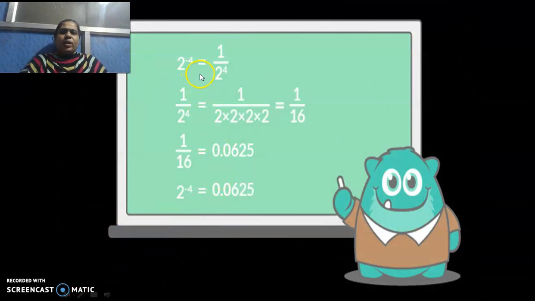So think about 2 raised to minus 4, which is equal to 1 upon 2 raised to 4. How do we derive it? 1 upon 2 raised to 4, we can write as 1 upon 2 into 2 into 2 into 2. That is 1 upon 16. So obviously 1 upon 16 by the calculator is 0.0625. That is, 2 raised to minus 4 is equal to 0.0625.